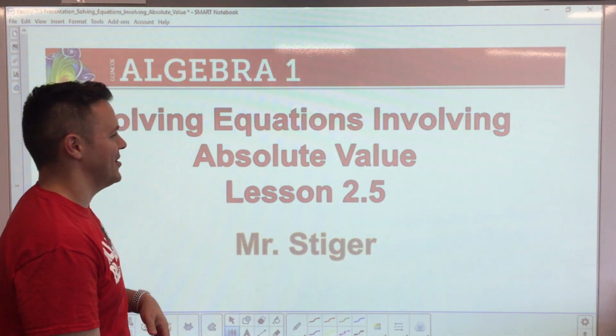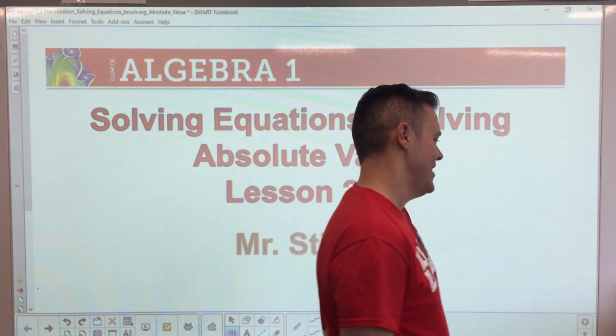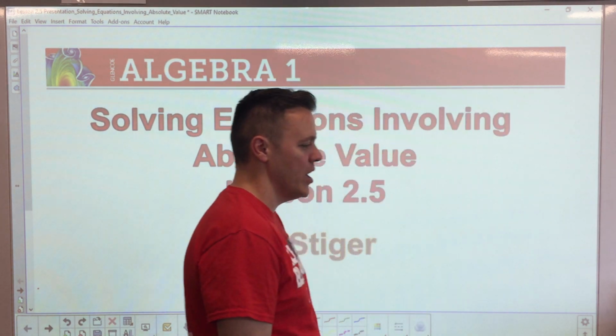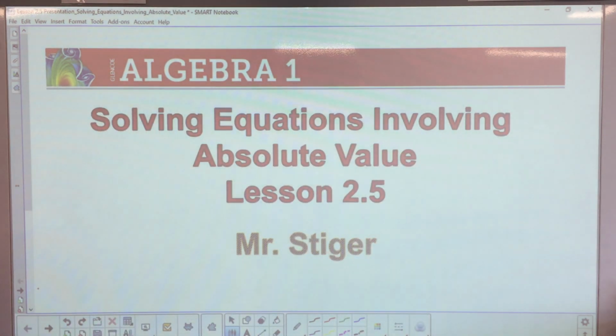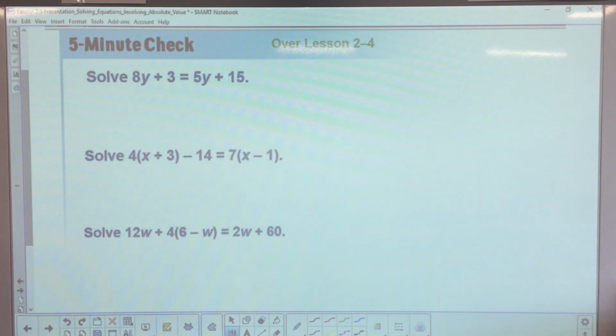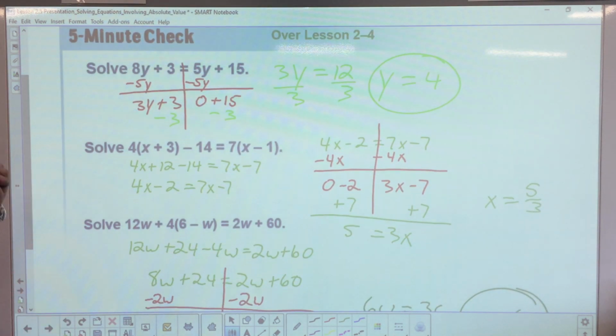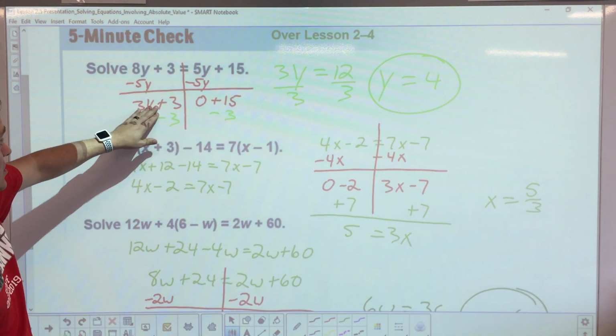So today we're talking about solving equations involving an absolute value. This is lesson 2.5. Please make sure you're on page 107 and have your bell work out. Let's get started. So please make sure you answer this down, and we'll go from there. I do have this written out already for you, so let's talk about it. Hopefully you got the answers correct, okay?